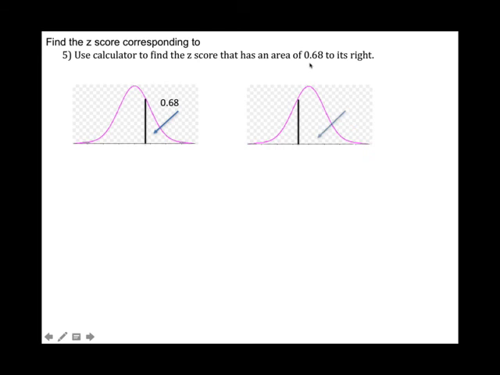Use a calculator to find the z-score that has an area of 0.68 to its right. Again, I have 0.68 to its right. The area to the right is going to be 0.68. So you have two pictures here. Think about it: which one should be the correct one?